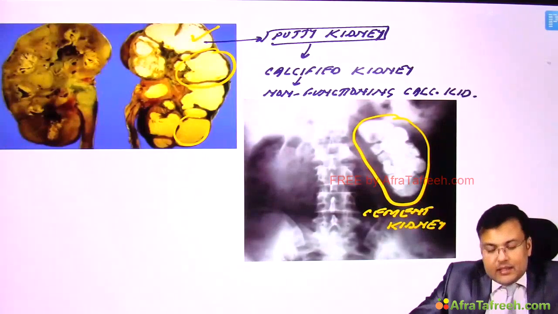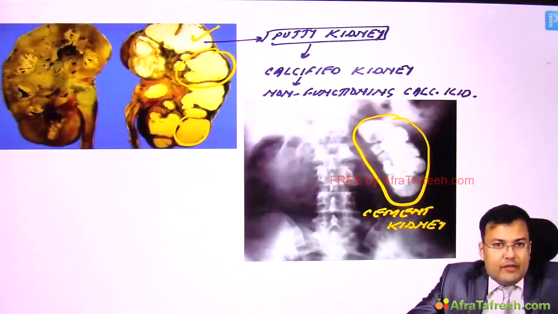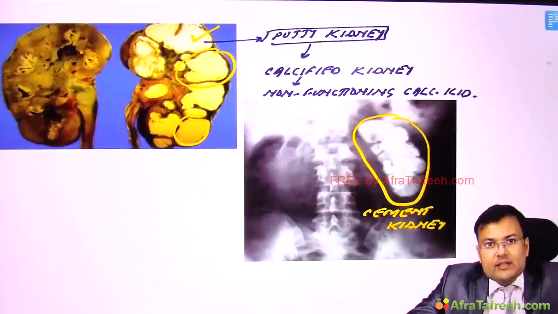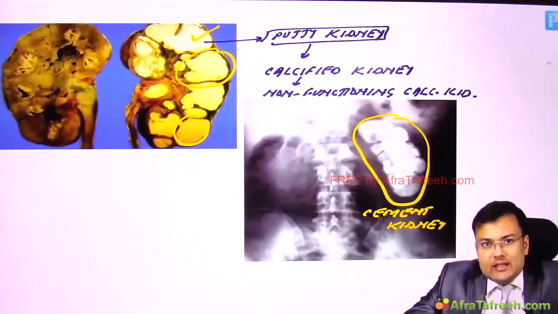Clear? And this process is known as what? Autonephrectomy. So autonephrectomy is seen in genitourinary tuberculosis, and in medicine one question is asked, autosplenectomy is seen in sickle cell anemia. So autonephrectomy is seen in genitourinary tuberculosis, autosplenectomy is seen in sickle cell anemia.